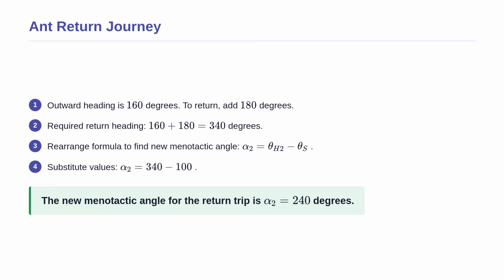To find the new menotactic angle, alpha 2, we take this return heading of 340 degrees and subtract the sun's position of 100 degrees. The result is 240 degrees. The ant must now keep the sun at an angle of 240 degrees to safely navigate back to its colony.